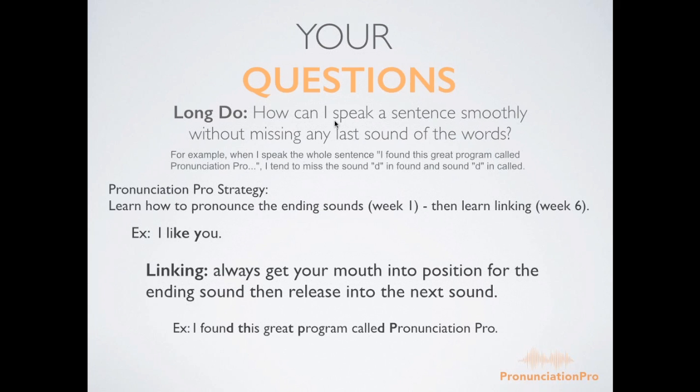So this happens again with "great program." There's a little bit of a T. My mouth is in position for the T. Great program. I do kind of release it a little bit as I'm getting my lips into the P position. Great program. And then "called Pronunciation Pro." I'm not saying "call Pronunciation Pro." I'm saying "called Pronunciation Pro." So I'm getting that D in position. I just don't release it completely. I release into the P sound.